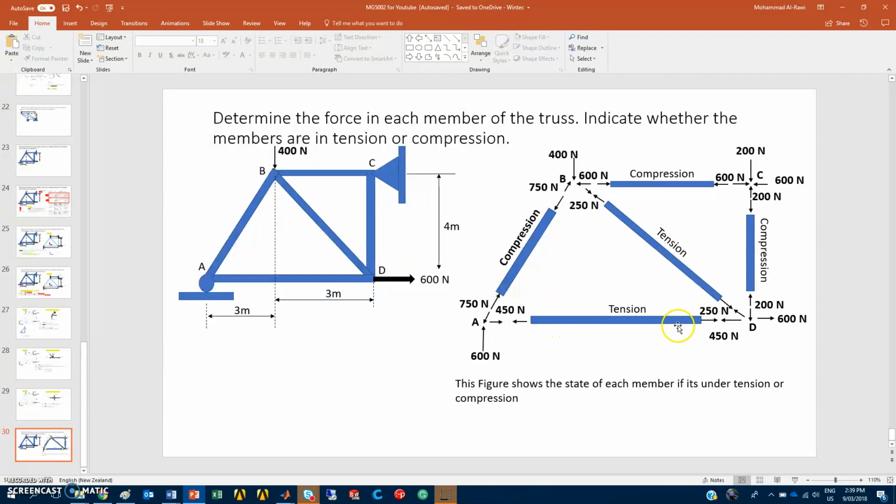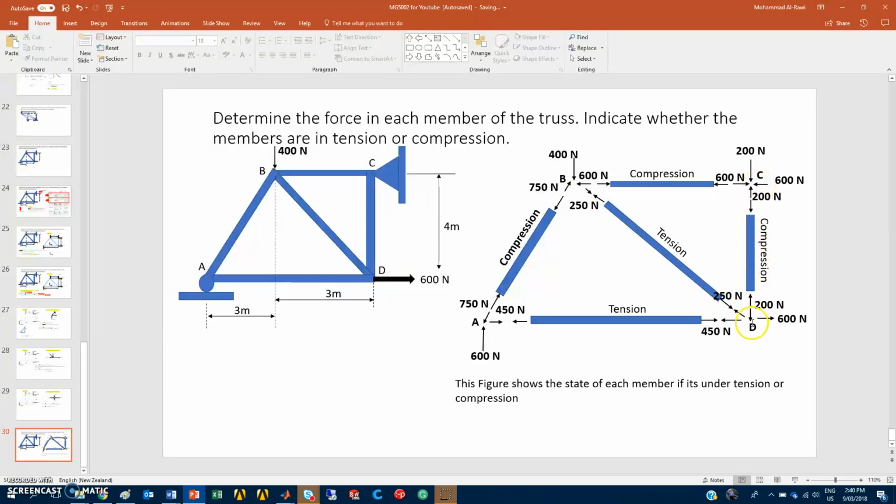250 newtons, 250 newtons. So I think there is an error here. That's not an error, that's 450 here, and this is 200 newtons for that force above. So it's just to show you. So that's one for the member AD. Now for the member DB, you have a tension of 250 newtons. So you see the arrow is leaving the member, that's why it's tension.